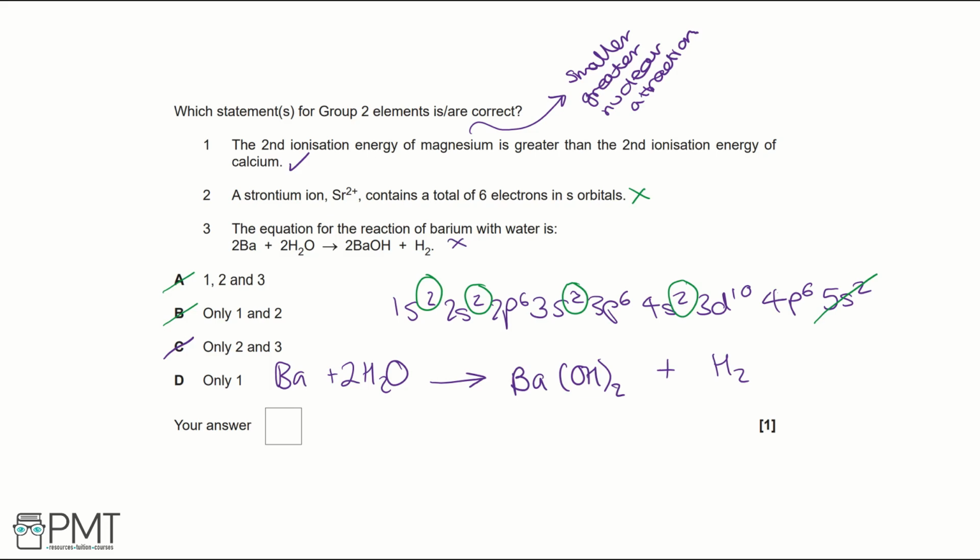So that means our answer is D, and to get the mark for this question, you need to write D in the answer box provided.